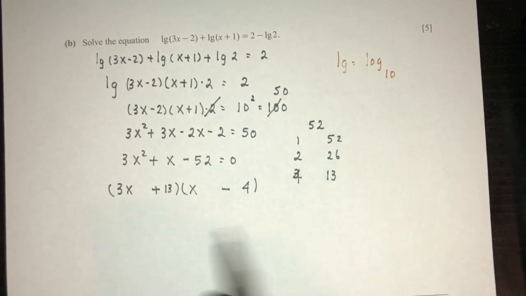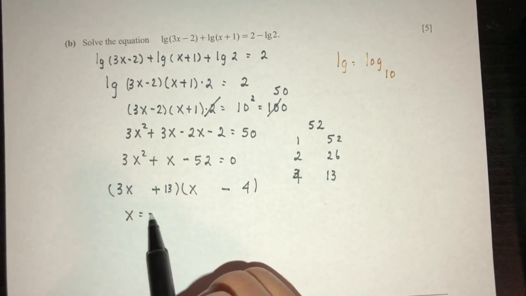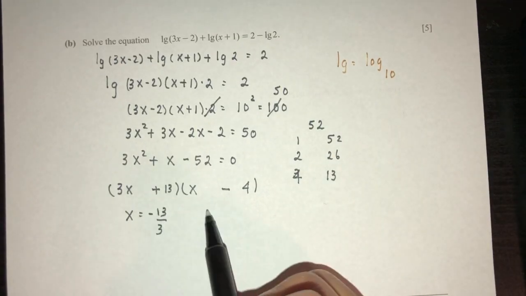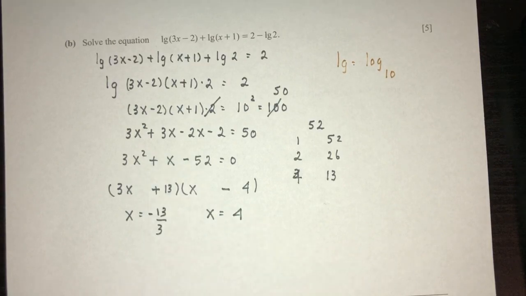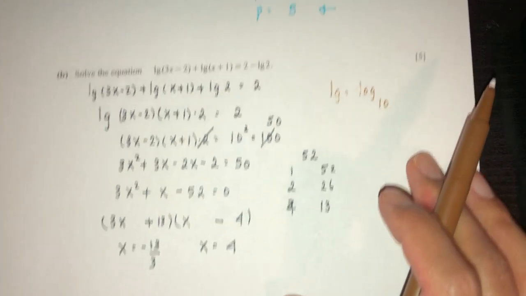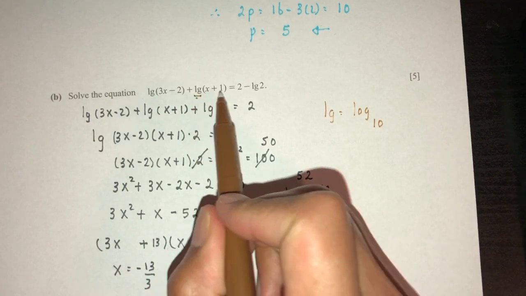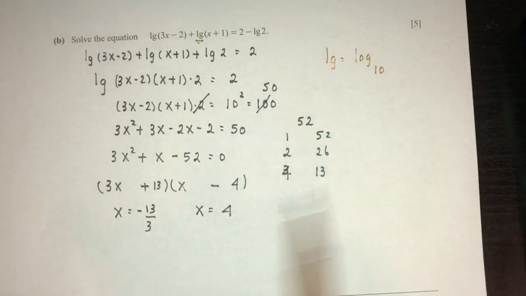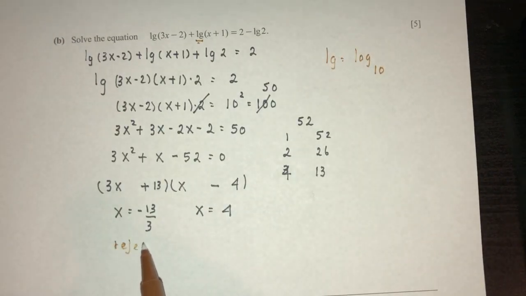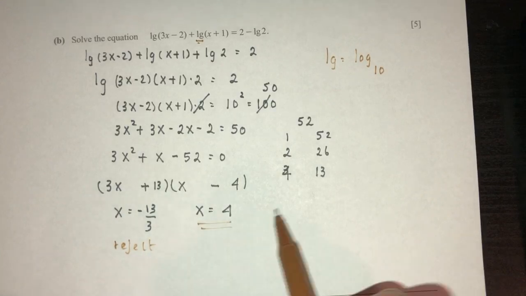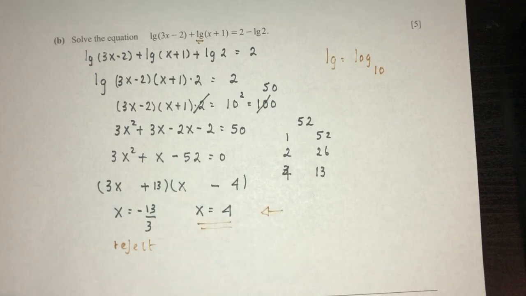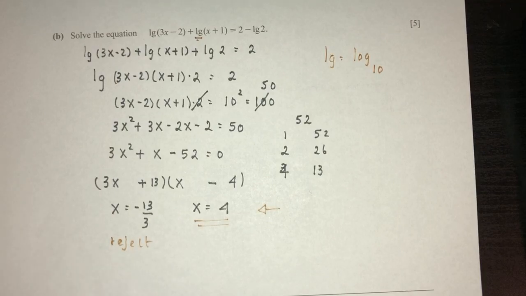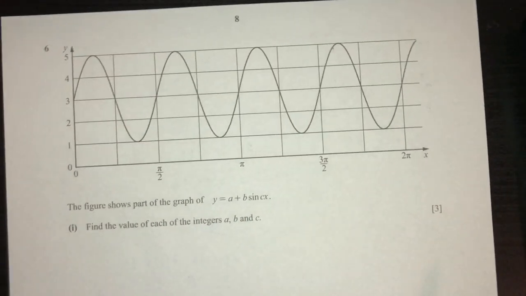Okay, so your answer can be x equal to minus 13 over 3 or x equal to 4. Because as you can see here, x is in a logarithm function and it cannot take negative values, so this one will be rejected. Okay, so you have only one left, which will be your answer, x equal to 4. And that will be your question number 5.